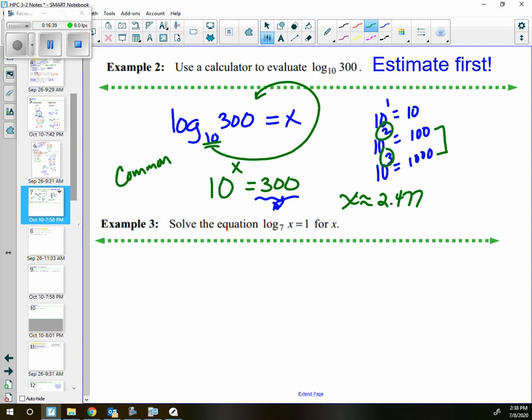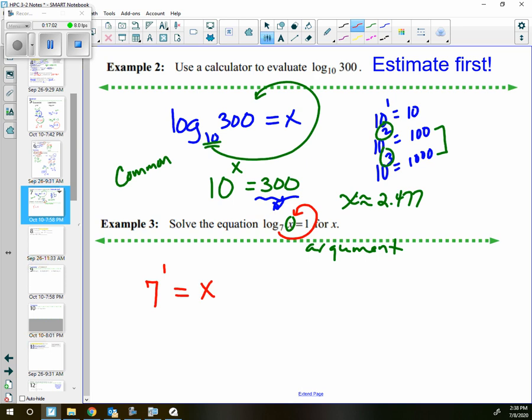So let's take a look at this one. Log base 7 of x equals 1. Solve it for x. You're looking for the argument. So not the power. You know what the power is. The power is 1. Sometimes the easiest way to solve an equation is by using its inverse. Can you rewrite this for me as an exponential equation instead of a log? Well, the base would be 7 to the first power equals our argument of x.